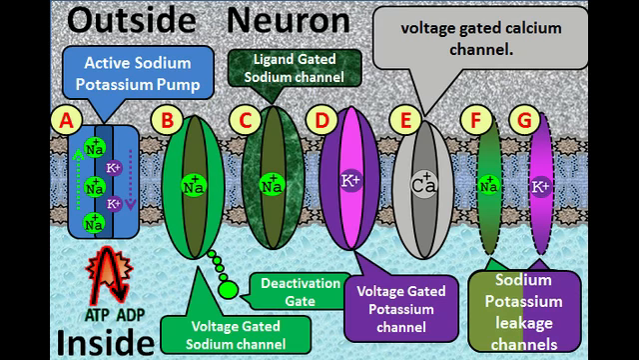At F and G, sodium and potassium leakage channels are shown. These are always open enough to allow sodium and potassium to leak across the membrane very slowly in response to the current voltage and concentration gradients that are existing across the membrane. They serve to set up and reset the membrane potential to its resting state and to shape the action potential when nerve impulses are being processed.